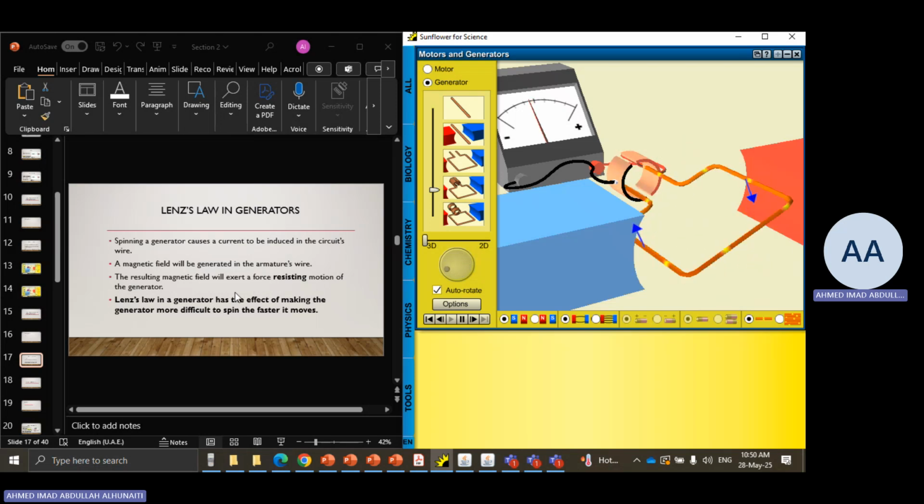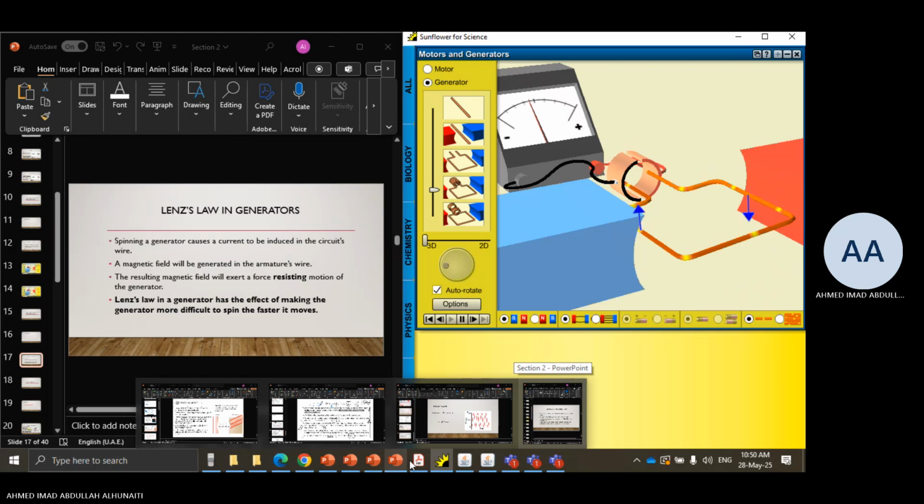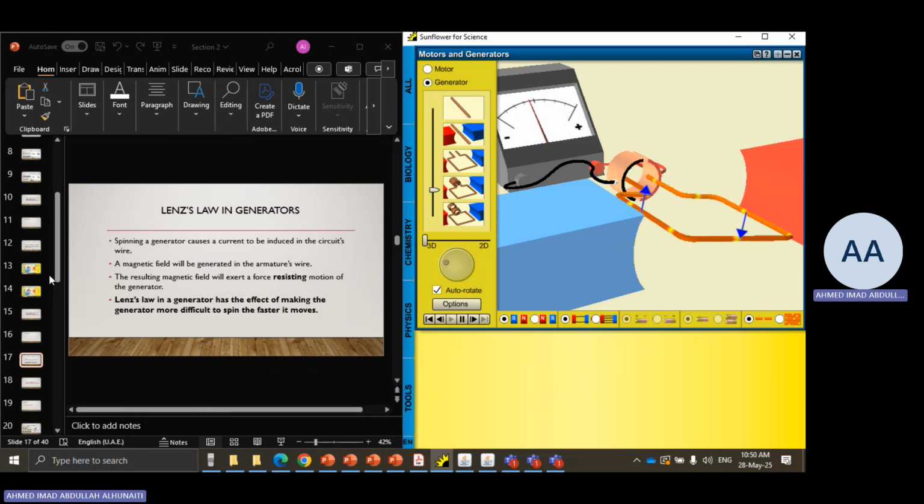So the two magnetic fields will interact in a way which results in a resistive force on the generator. What is the net result? The net result is that Lenz's law in a generator has the effect of making the generator more difficult the faster you move it. Just to quickly recap, Lenz's law in a motor, the total current decreases. Lenz's law in a generator, the faster you spin it, the more difficult it is to spin.